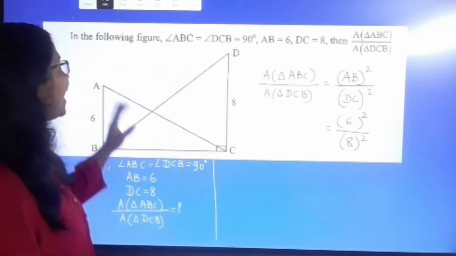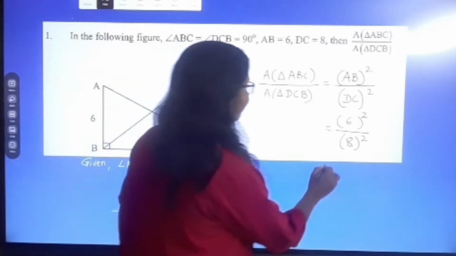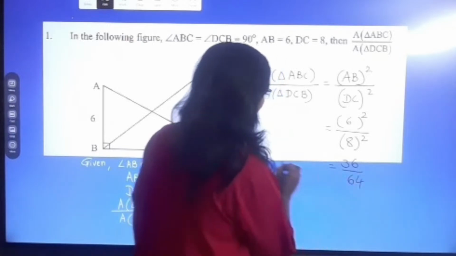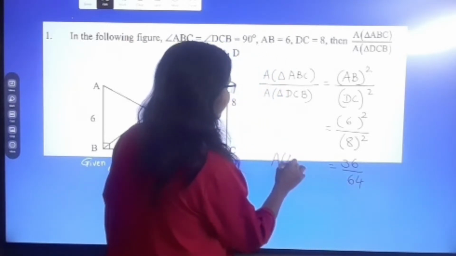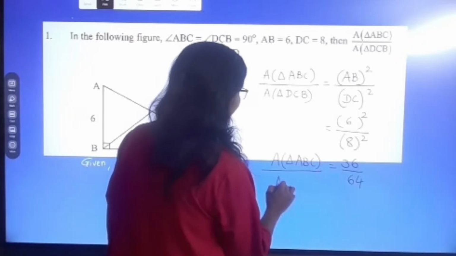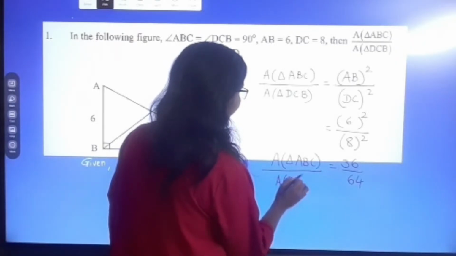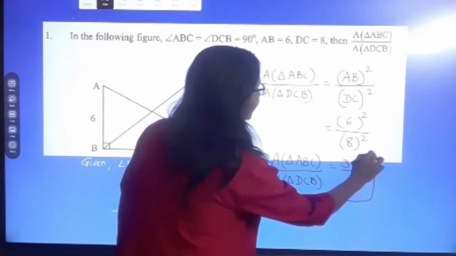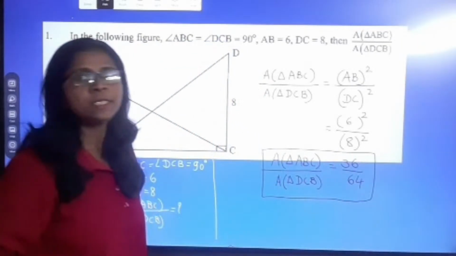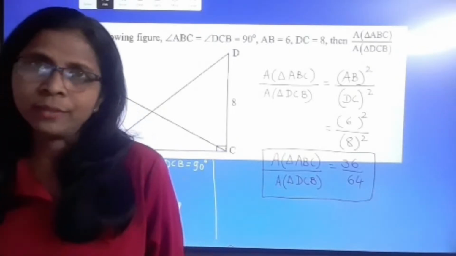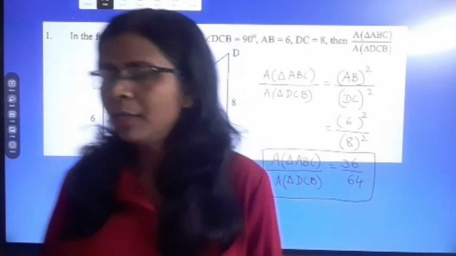Okay students, and that means here the final answer is 36 upon 64. So area of triangle ABC upon area of triangle DCB is equal to 36 upon 64. Okay students, so this is the final answer.